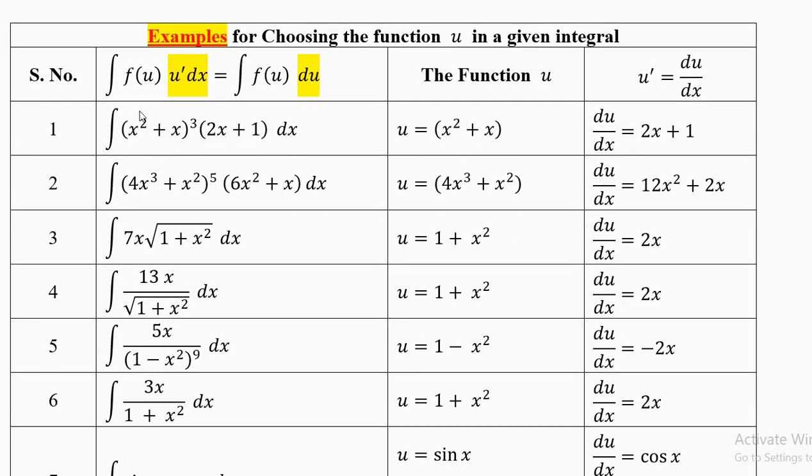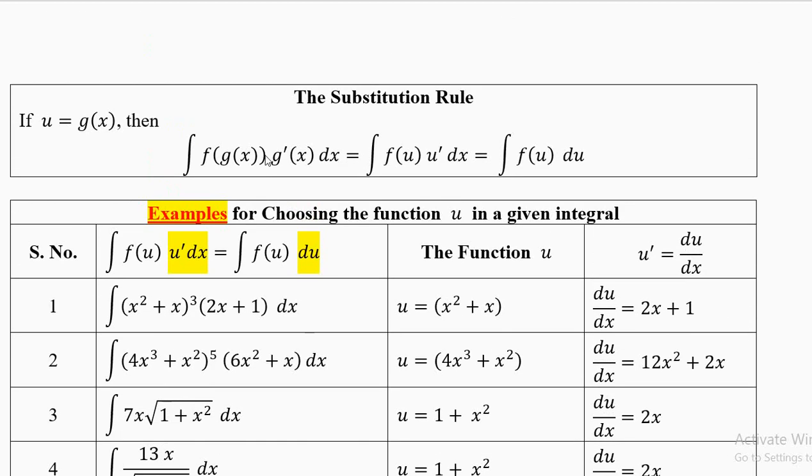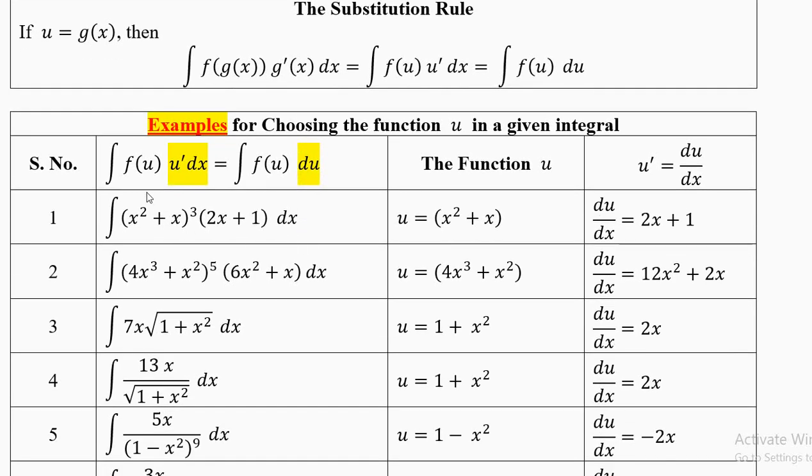So here, suppose you want to integrate this. Your f is power 3, u equal to x square plus x, and the derivative of u is 2x plus 1, and this 2x plus 1 is sitting outside. So what is happening? You have f of g, derivative of g dx. You have f of u, derivative of u. Same thing is happening here.